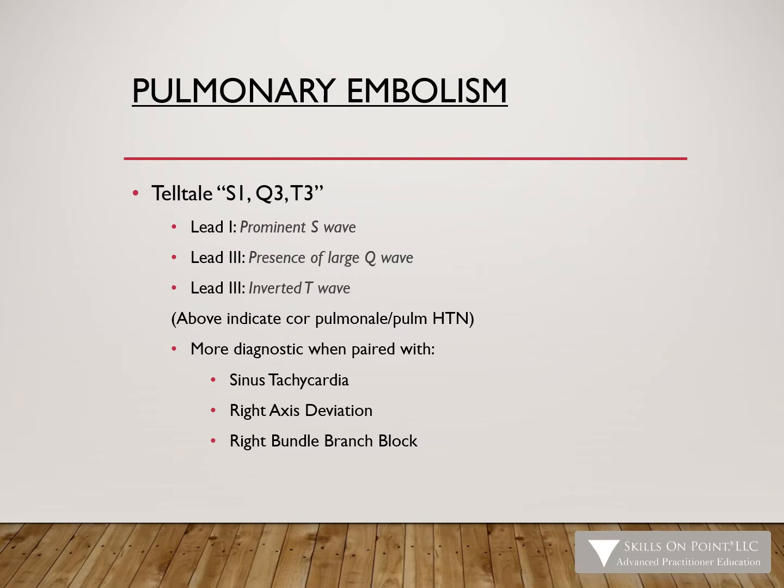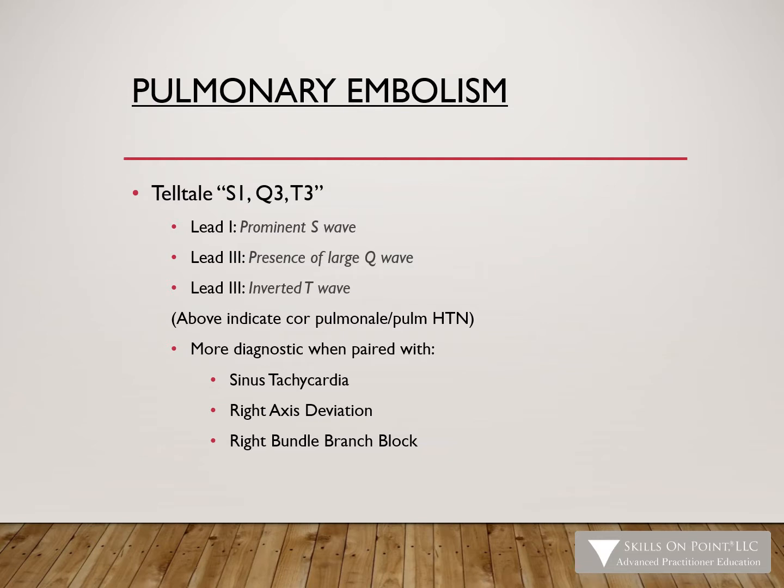What's going on here, when you have an S1, is that your QRS is actually negative in lead 1. As you think about that, that just means that it's swung towards a rightward axis. And as you see below, it says most diagnostic when paired with right axis deviation. Well, if you have an S1, you definitely have a right axis deviation, because for it to be negative, it has to be greater than 90 degrees on our unit circle, which, again, go back to that slide if you want to use that for reference.